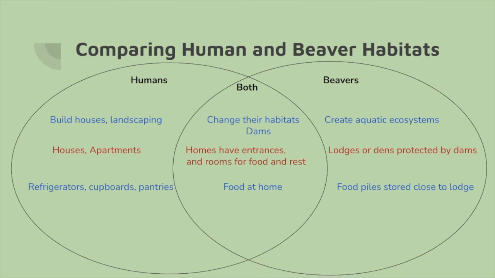Both humans and beavers have food at home, with beavers having food piles stored close to the lodge. And both humans and beavers will move based on their needs. So when a beaver's food supply runs out, it will move to a new pond.